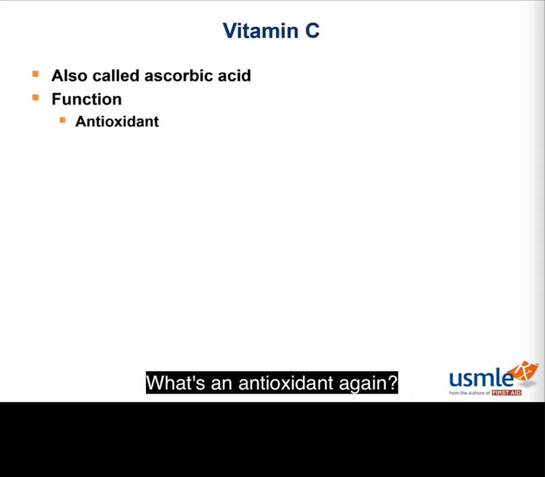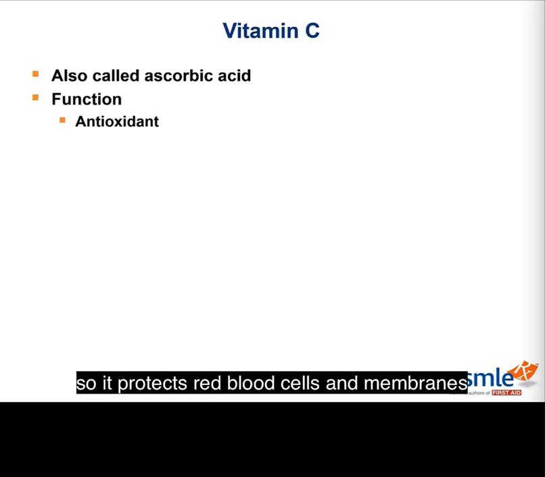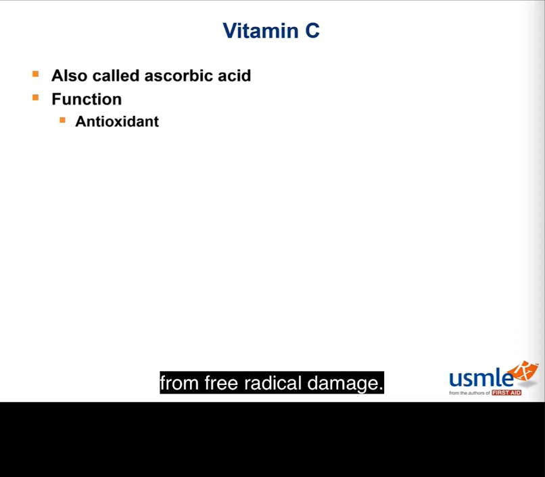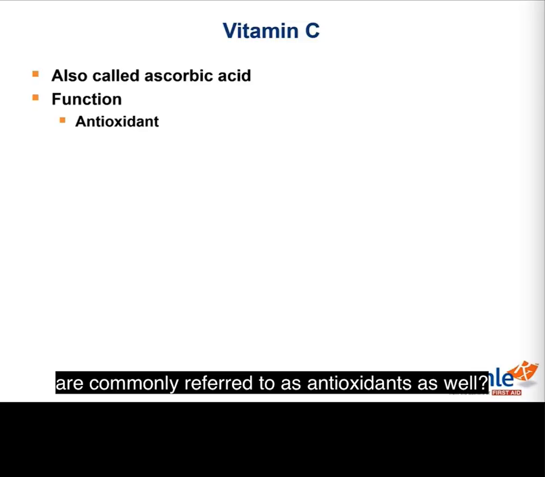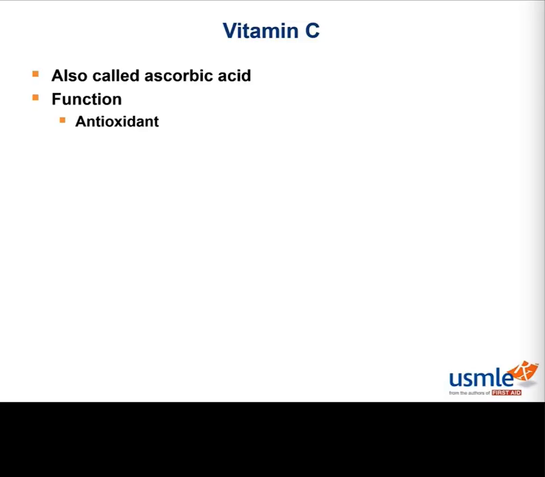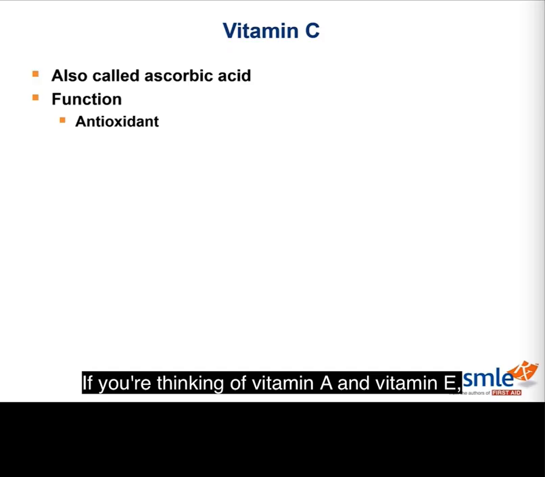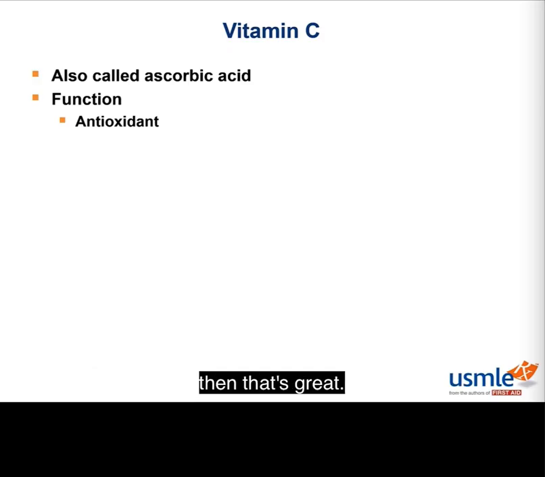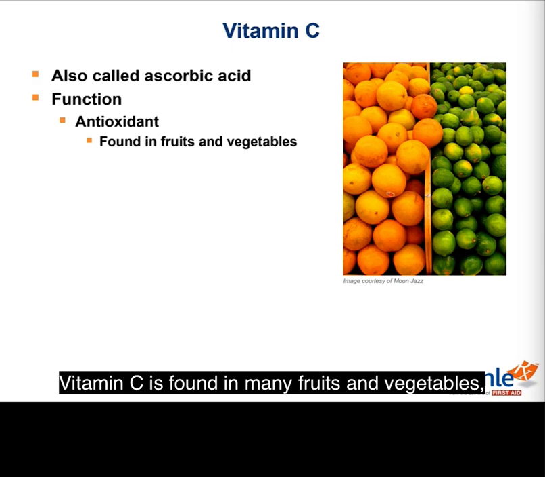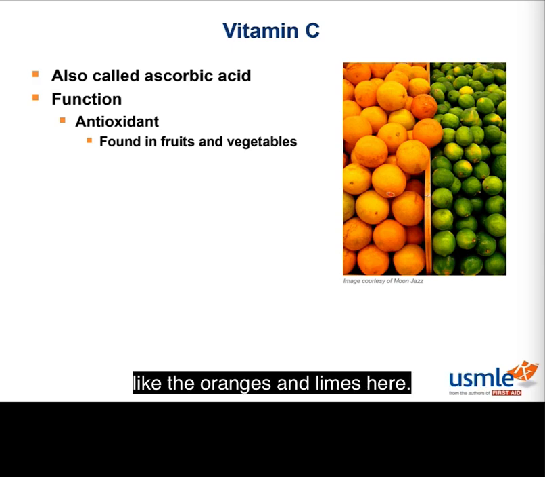What's an antioxidant again? It is anti or against oxidative damage. So it protects red blood cells and membranes from free radical damage. Can you recall what other vitamins are commonly referred to as antioxidants as well? If you're thinking of vitamin A and vitamin E, then that's great. Vitamin C is found in many fruits and vegetables, like the oranges and limes here.